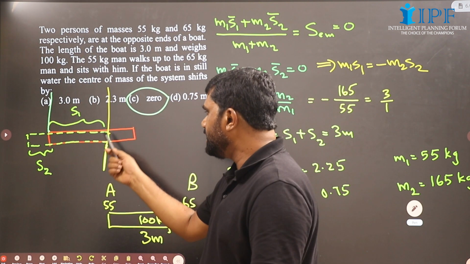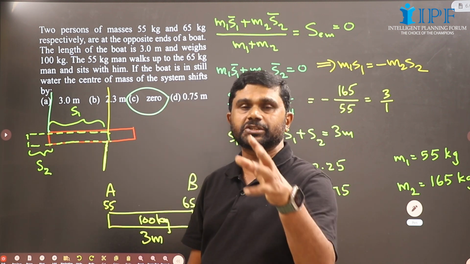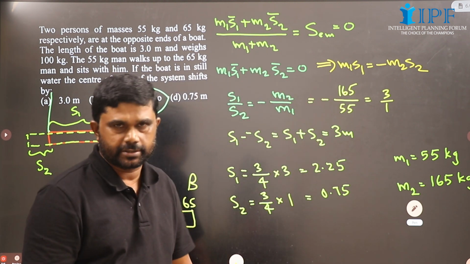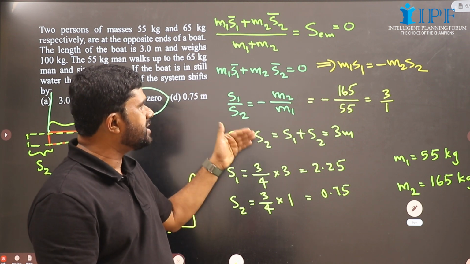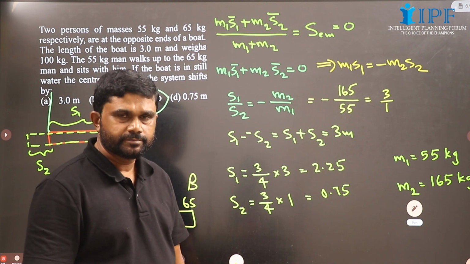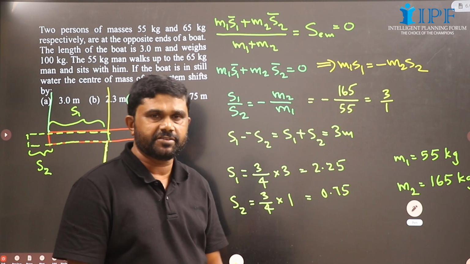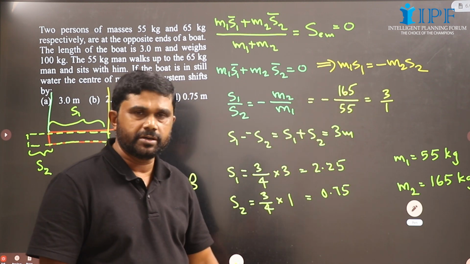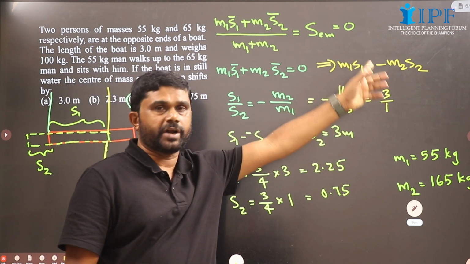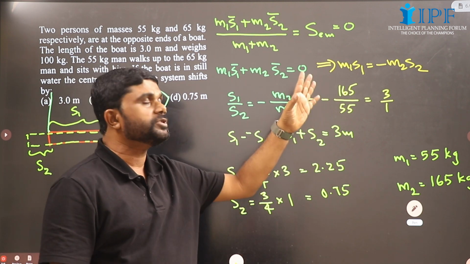See here, this much is S1 and this much is S2. So it is simply the length of the boat. S1 plus S2 equals the length of the boat, and that is equal to 3 meter. Now children, S1 by S2 equals the mass of the rest of the system over the mass of the man who walks over the boat. The man is 55, and the rest of the system, the other man and the boat, is 165. So the ratio will be 3:1. S1 and S2 are in the ratio 3:1. The negative sign is only to show that they are in opposite directions, and S1 plus S2 is 3 meter.